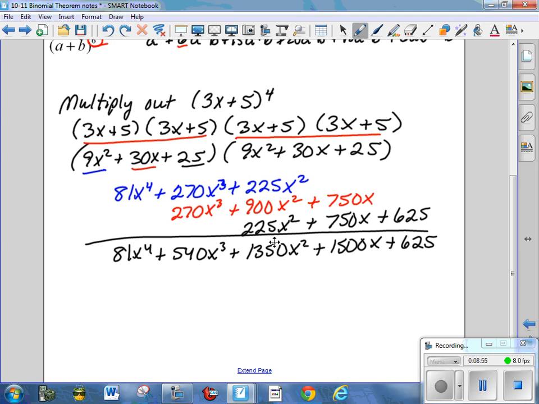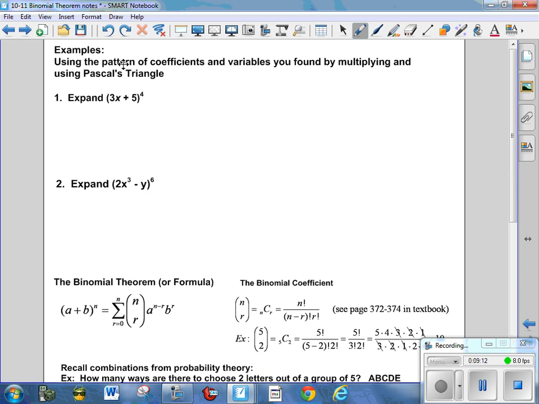81x to the 4th, and so forth. I don't need to read it to you. You can see it. Okay, that's why this is a video. Now, we are going to next look at how do we do the same thing but using the binomial theorem to simplify this process and make it not quite so tedious. So flip over to the other side of your notes.